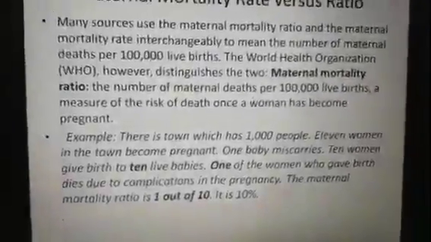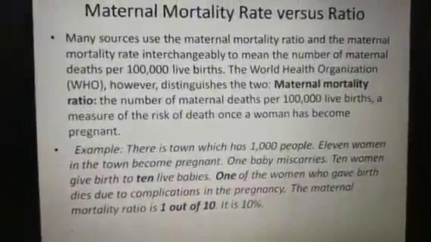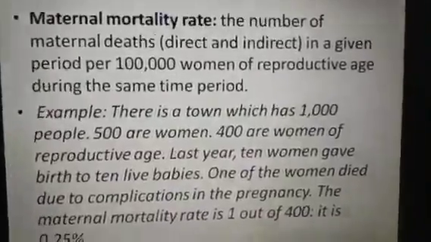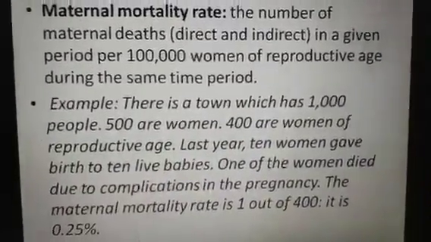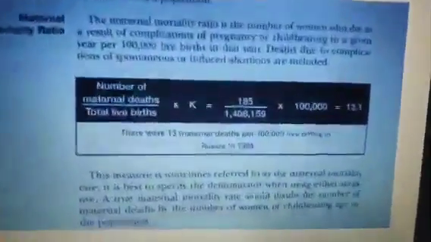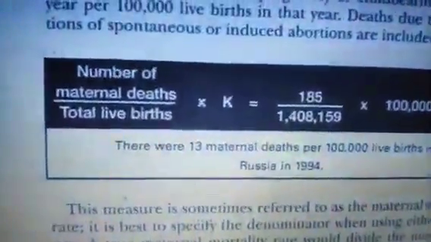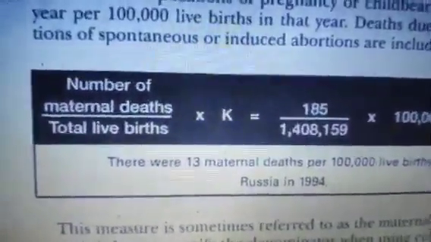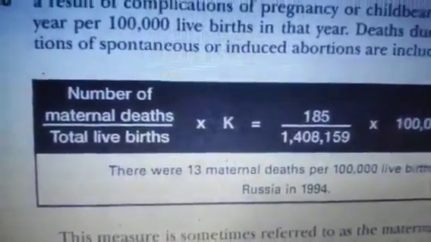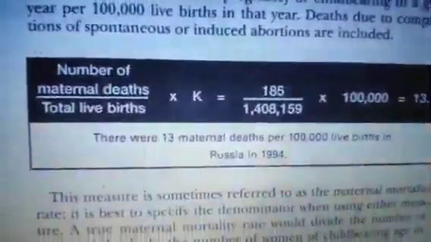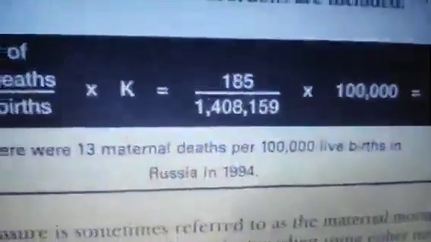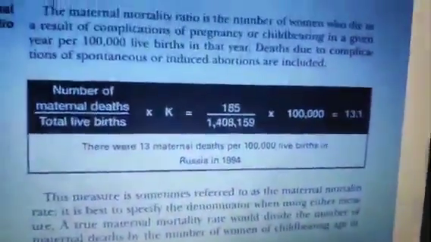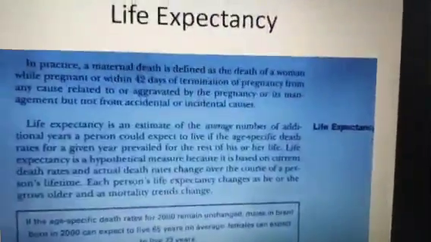So we can also measure the maternal mortality rate by any specific data. The number of maternal deaths in a given period per lakh women of reproductive age during the same time period is the maternal mortality rate. And by giving an example, number of maternal deaths divided by total live births, into K, is equal to maternal mortality rate. I have given one example, 185 divided by this much, into 1 lakh, is 13.1. So out of 1 lakh, 13.1 is the maternal mortality rate. So this is how we can express it.